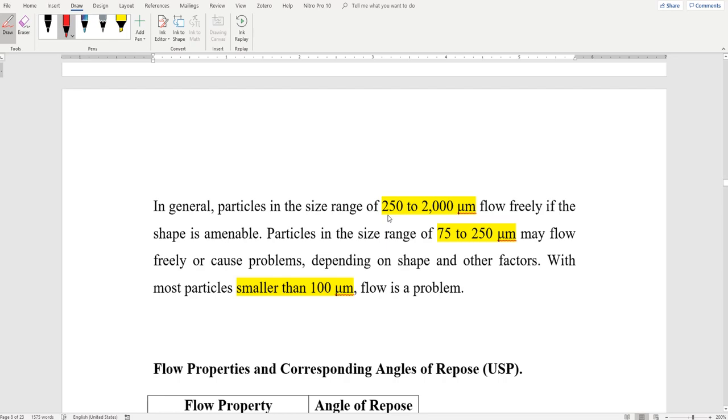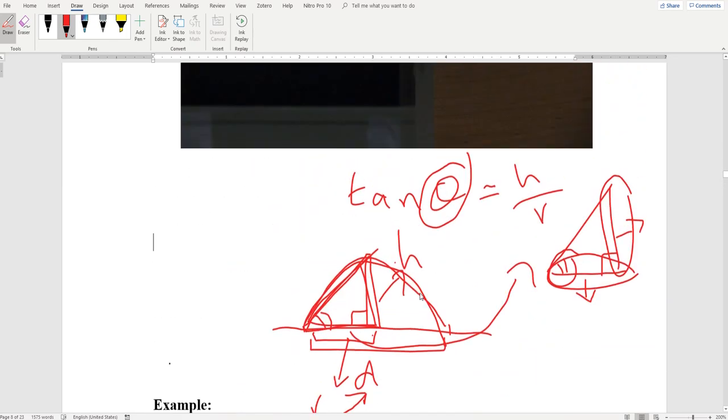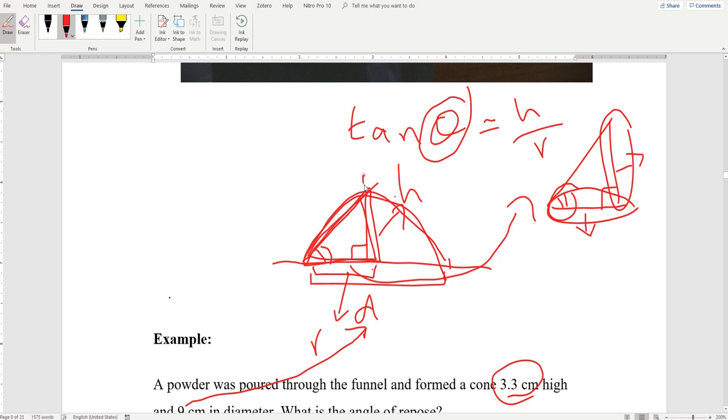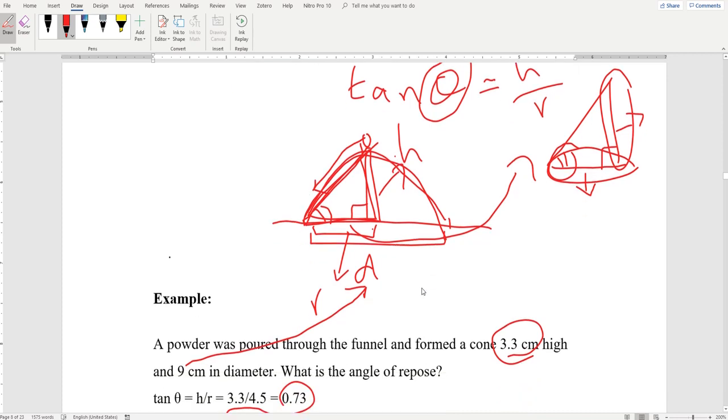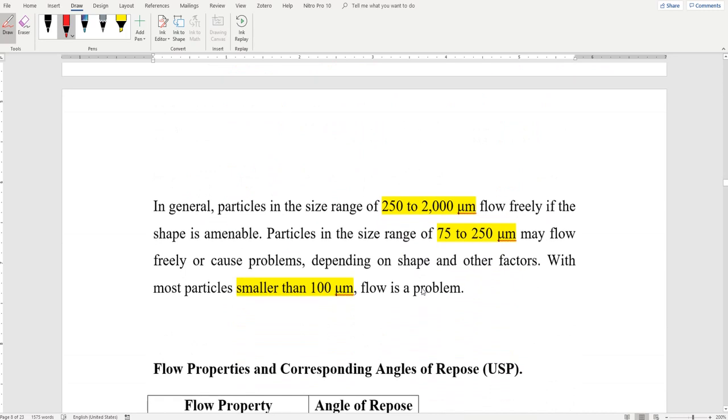Now do you remember the heap that we drew? Here is the heap. If the particle is large here, even if there is friction between particles, because it's large, it will be able to overcome the friction of this particle with the other particles. That's why it's able to flow even if there is some friction and cohesion. So the larger the particle, the better is the flow of powders.